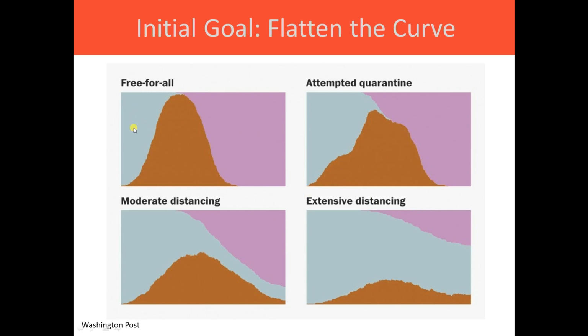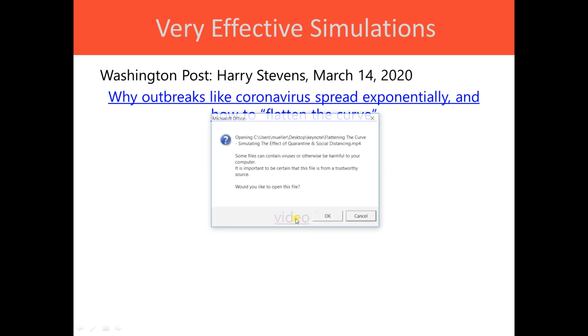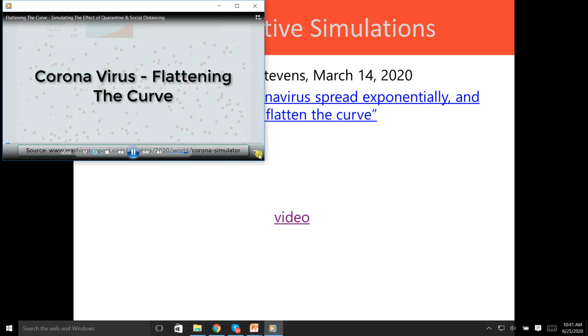So what this shows, this blue area here is the healthy people, these brown ones are the infected people, and the purple ones are the people that have either recovered from the virus or have the disease, sadly. And this basically shows you how distancing helps flatten the curve. Because if it's a free-for-all, the hospital is flooded with patients and can't deal with it, right? And here it can deal much better with it. What I really liked were these videos that Harry Stevens put out, published in the Washington Post. I'll show you a video here that I found on YouTube.